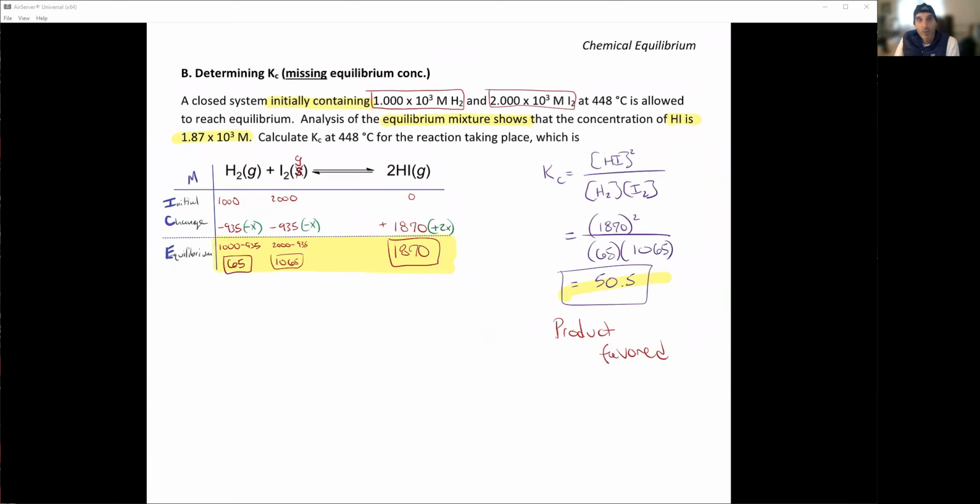Good, so those are the types of problems you're going to run into where you're missing equilibrium concentrations. You kind of have to find it, discover it through creating that ICE table. Once you've filled this out, then you can move on to this problem. All right, good.